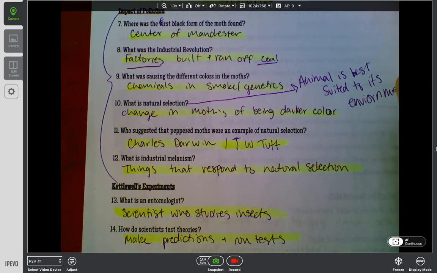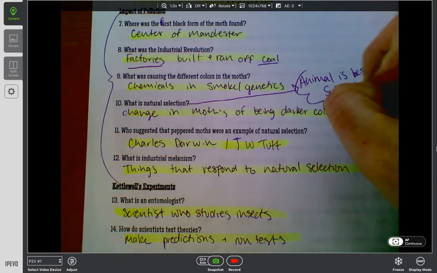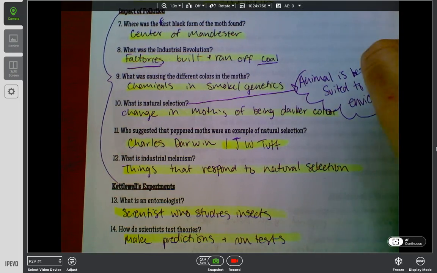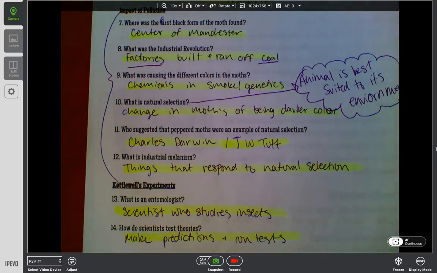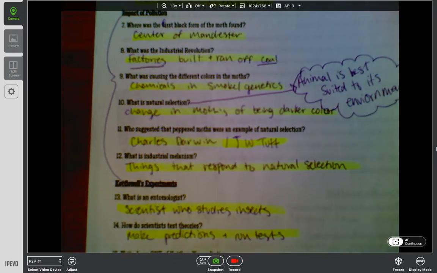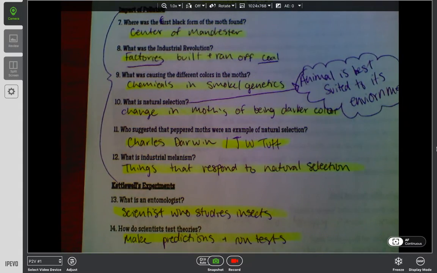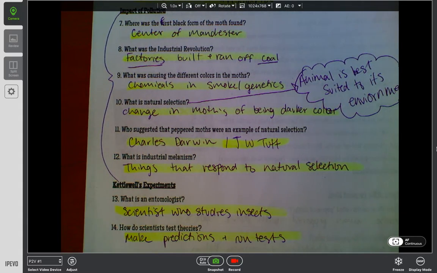So that's the big bit about it, is when an animal's best suited to its environment. In the case of the moth, it was being that darker color. Who suggested that peppered moths were an example of natural selection? Charles Darwin, as well as J.W. Tutt. What is industrial melanism? It's things that respond to natural selection.